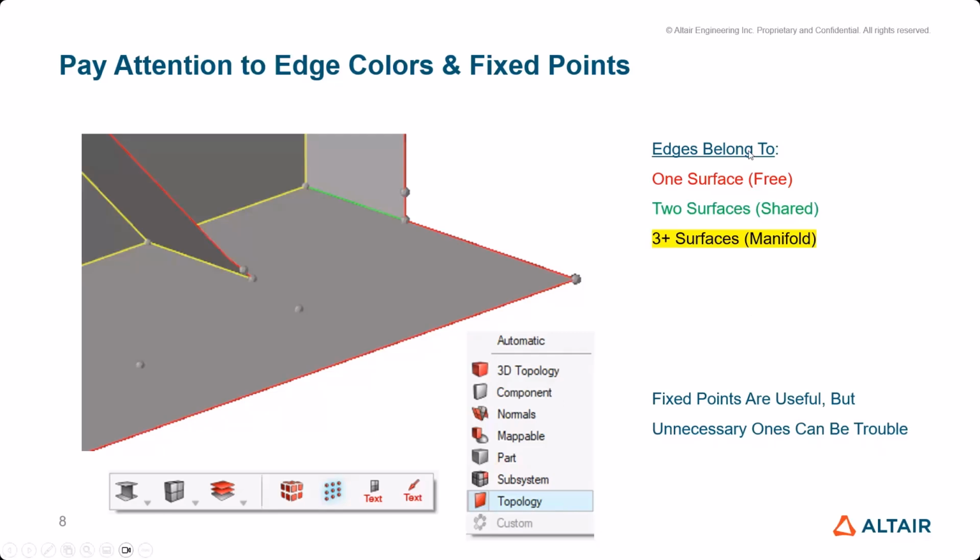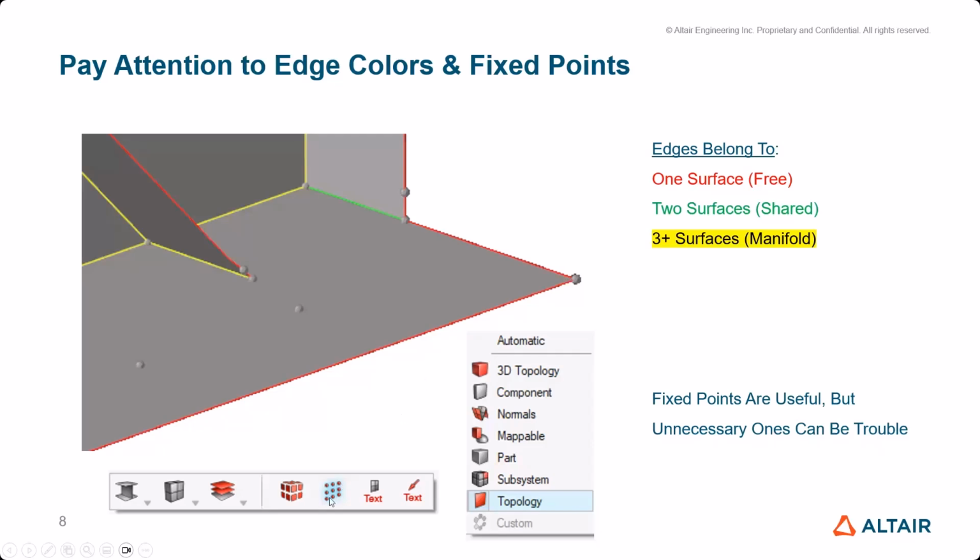And so there is the color code here. Red edges are free edges, which are not necessarily bad, but if they're in the middle of your part, that's going to be bad, and you want to fix that. Green edges are shared by two surfaces. Again, not necessarily bad or good, just kind of depends on where they're located. Here, that's a good thing. Here, a green edge would be a bad thing because there we want it to be actually three surfaces that are sharing these edges. So it's a T-junction, basically.